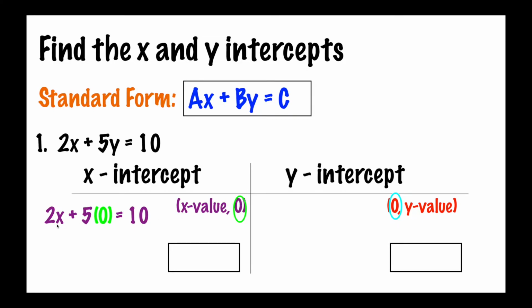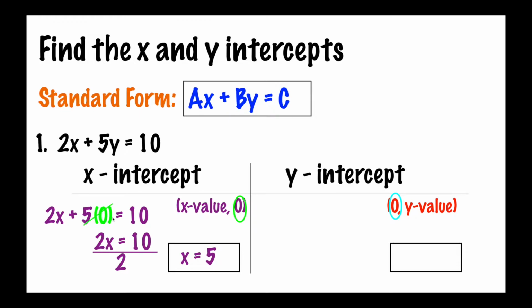So you can see here I have 2x plus 5 times 0 is equal to 10. Now from there, if I multiply 5 and 0 together, that's just going to be 0. So really I can change this to just being 2x is equal to 10, and we solve from there. Divide both sides by 2, and we should get x is equal to 5.